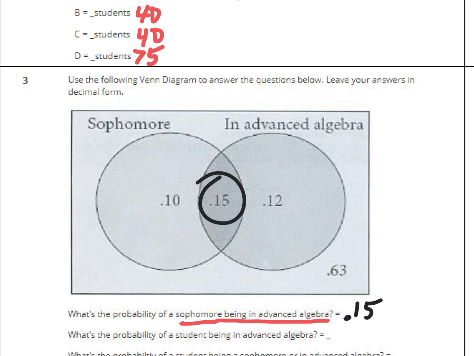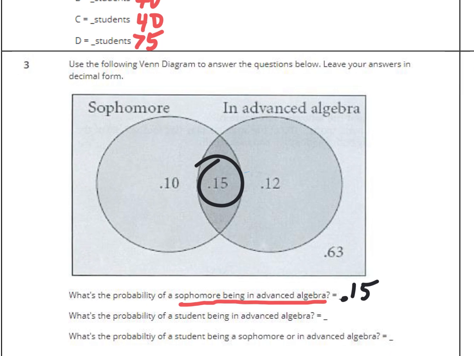All right. Next one, what's the probability of a student being in advanced algebra? It's a trap. Everybody looks at advanced algebra right here. Wrong. There's more kids that are in advanced algebra than that. These kids are in advanced algebra too. Got to put those together. All of those I underlined are in advanced algebra. Add them up. Your answer is that decimal.